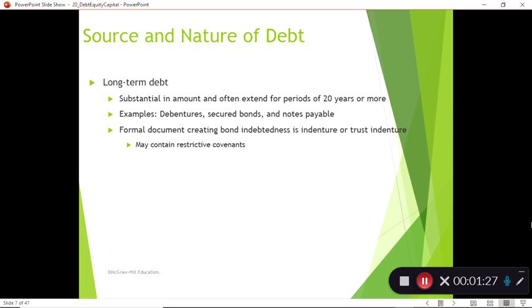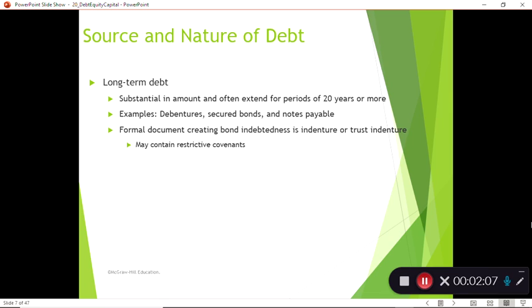So, long-term debt, right, obviously, you've had exposure to this. This is financing that can take a pretty significant amount of time. Often it's 20 years or more, or at least 10. But these would be things like mortgages or bonds, long-term notes payable. And a lot of times what you see is the attempt by the firms to match the term of the financing with the useful life of what you're intending to acquire with the financing.